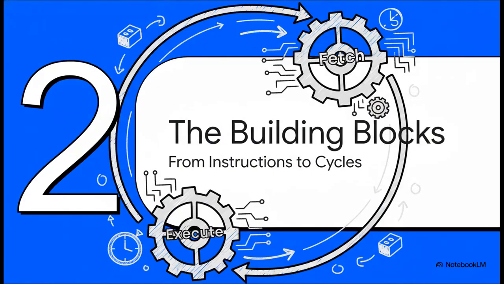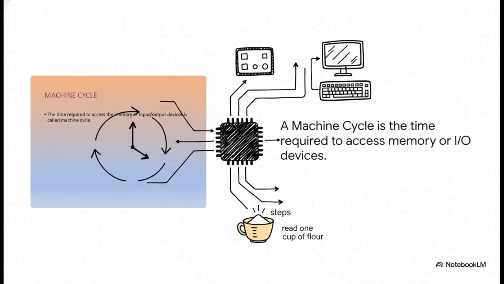Okay, so that 3-step loop is our big picture. But now let's zoom in a little. You see, each of those steps, especially the fetch and execute parts, are actually made up of even smaller, more basic operations. And these are what we call machine cycles. So what's a machine cycle? It's one single fundamental action. It's the processor talking to another part of the system, like reaching out to memory or talking to an input or output device. If the whole instruction cycle is our recipe, then a machine cycle is just one step.